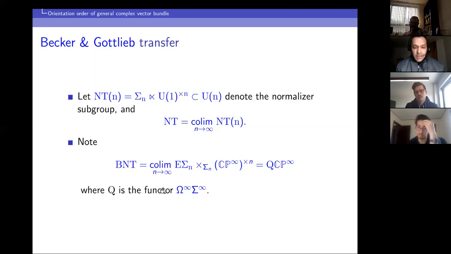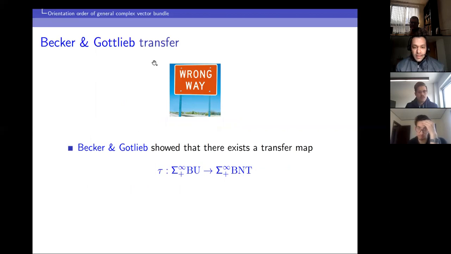So Baker-Gottlieb gives us a transfer map, which is a wrong way map. Well, you cannot go wrong way unless you're suspended enough. And so you suspend, so you take the group ring generated by BU and BNT. These are all E infinity rings. And then there is a transfer map, which is a ring map.